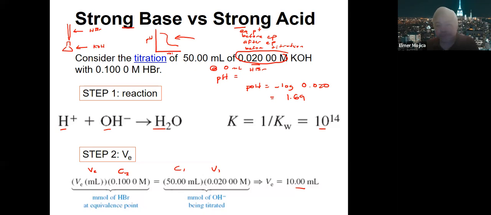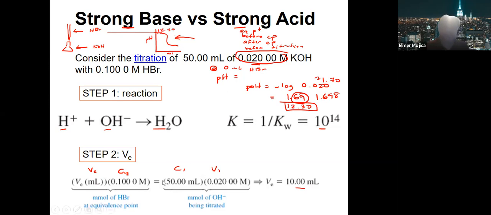So 14 minus 1.69, that is equal to 12.30. Because this one is supposed to be 1.698, so you can round it up to 1.70. So the start that you have there is 12.30. So we could say at zero volume, the initial pH there is 12.30.